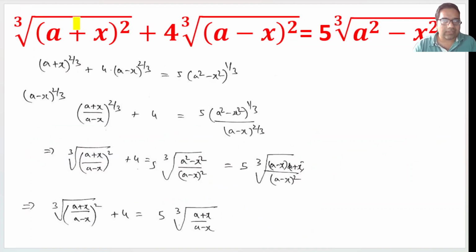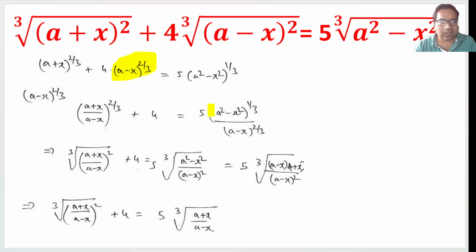Now, what is this equation? (a plus x) whole power 2 by 3 plus 4 times (a minus x) whole power 2 by 3 equals 5 times (a square minus x square) whole power 1 by 3. Let us divide everything by this term, (a minus x) whole power 2 by 3. This becomes (a plus x by a minus x) whole power 2 by 3. We can write it as cube root of (a plus x by a minus x) whole square. This is just a different format.